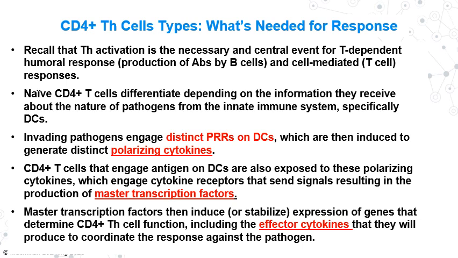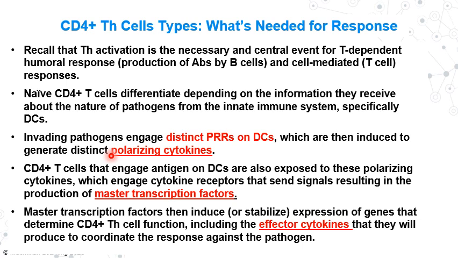So reiterating here, what is needed for you to have a T cell response? First thing that happens is your innate immune system, mainly your dendritic cells, are going to detect the pathogen. It's going to pick up the pathogen, chop up the pathogen, present on MHC class 2, and show it to the T cell. Depending on the pathogen, the dendritic cell is going to start making some cytokines.